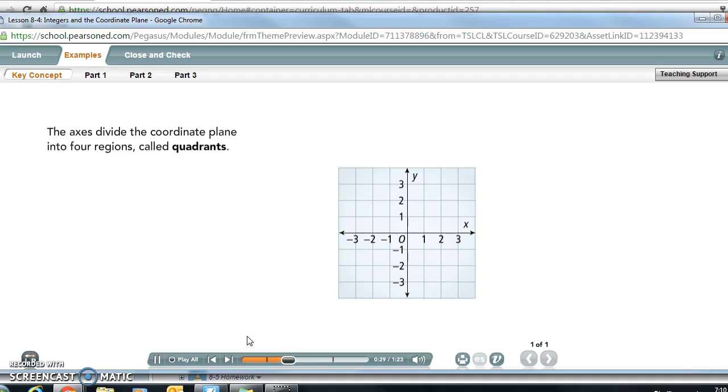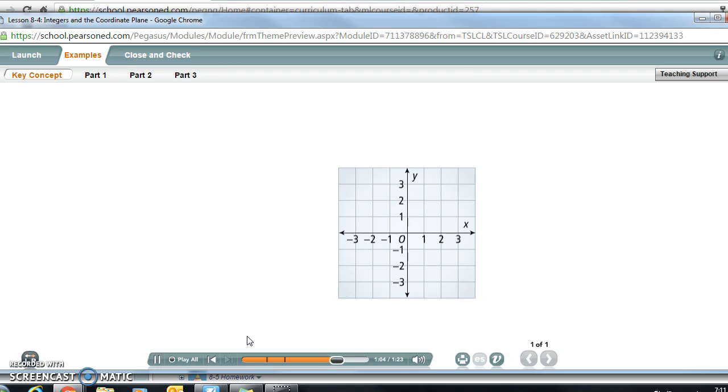The axes divide the coordinate plane into 4 regions, called quadrants. The quadrants are named in a counterclockwise direction. The region above the x-axis and to the right of the y-axis is quadrant 1. The region above the x-axis and to the left of the y-axis is quadrant 2. The region below the x-axis and to the left of the y-axis is quadrant 3. The region below the x-axis and to the right of the y-axis is quadrant 4. The points on the axes do not lie in any of the quadrants.